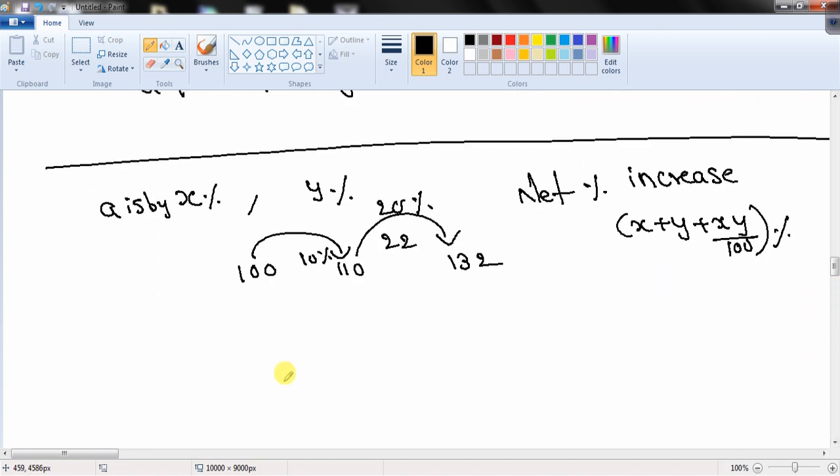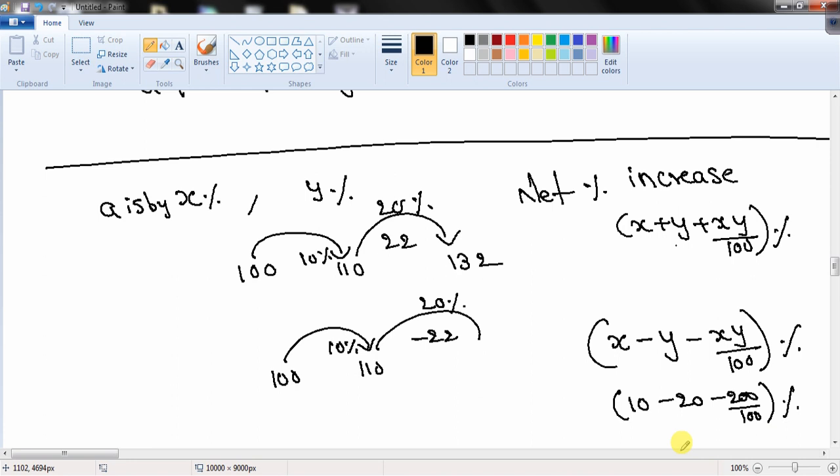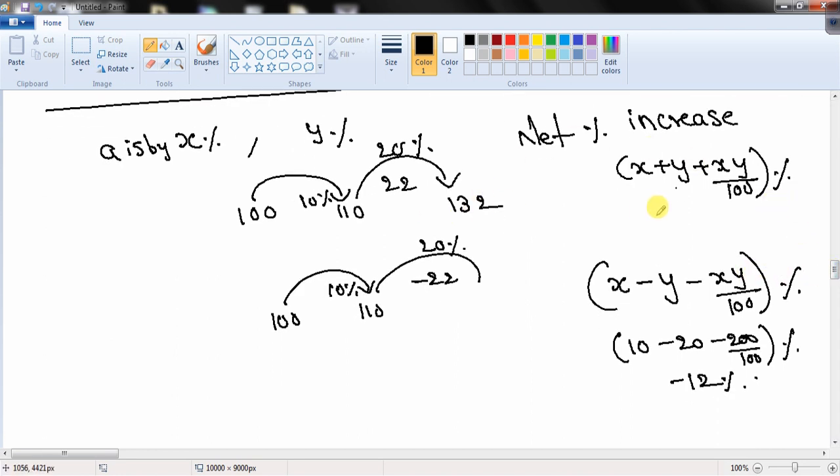The same thing can also be explained for, suppose 100 is increased by 10%, and the increased quantity is reduced by 20%. What is the net percentage decrease? You just need to replace Y with minus Y. A quantity is increased by X percentage and the increased quantity is reduced by Y percentage. So you get X minus Y minus XY by 100. In this case 10 minus 20 minus 200 by 100, which is minus 12 percentage, meaning the result is decreased by 12 percentage. What is the net result? Decrease. So for increase in the formula I use plus, for the decrease I use minus.